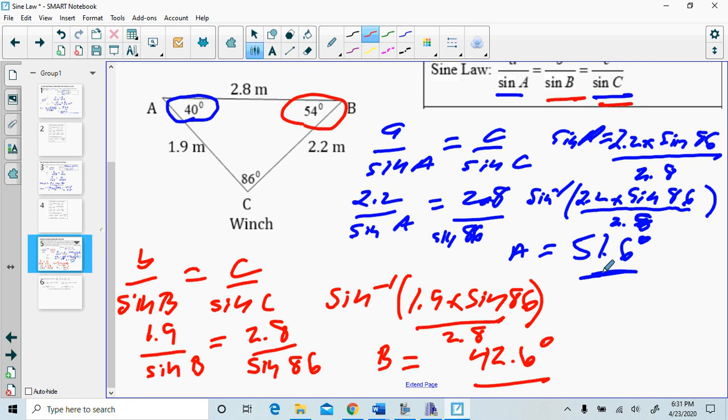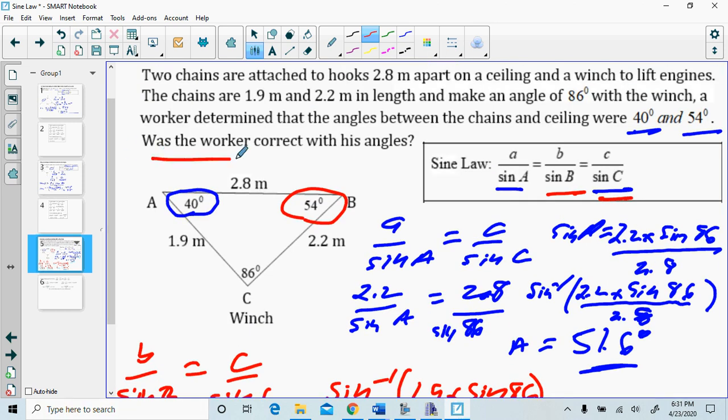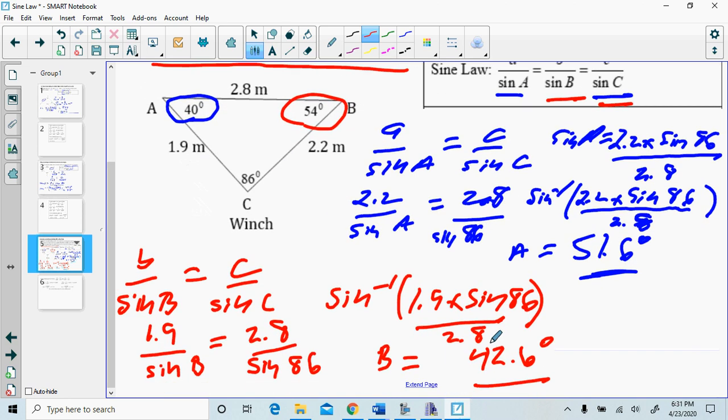But for now, we just noticed that our answer to this question is the worker was not correct. His angles were off. Angle A was 51.6, not 40. And angle B was 42.6, not 54. So we can see that his numbers weren't right.